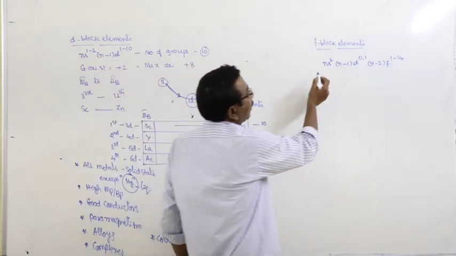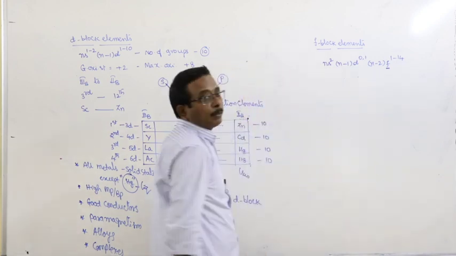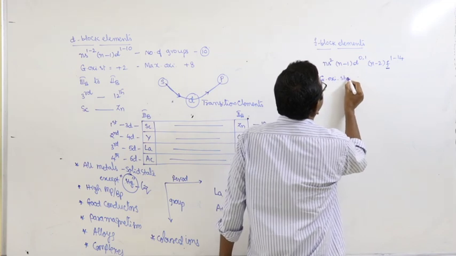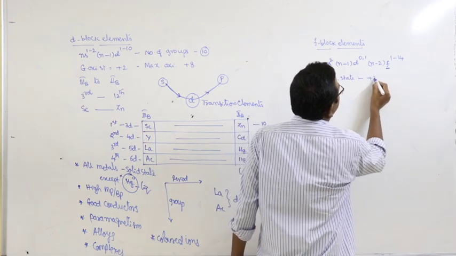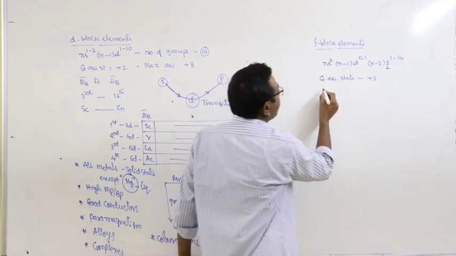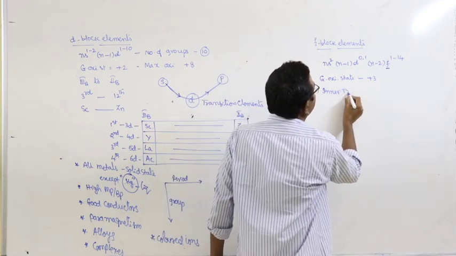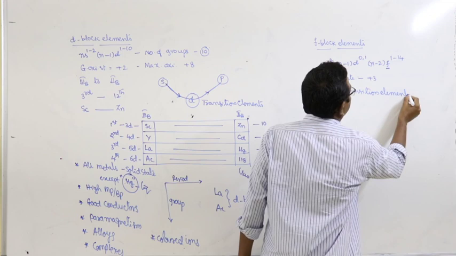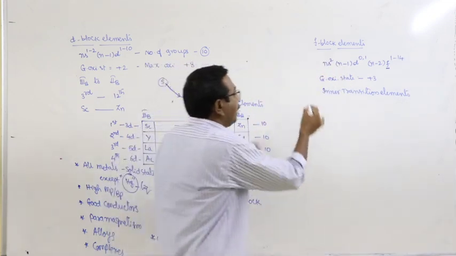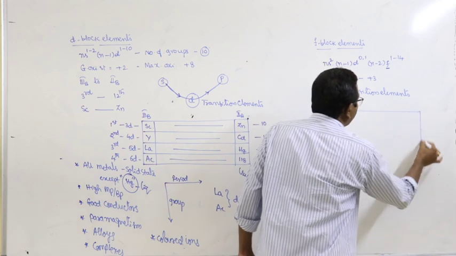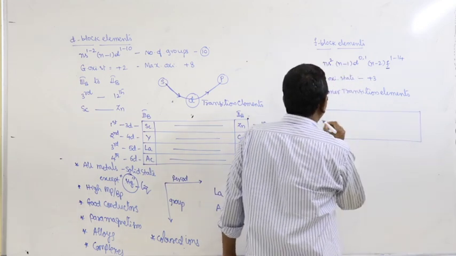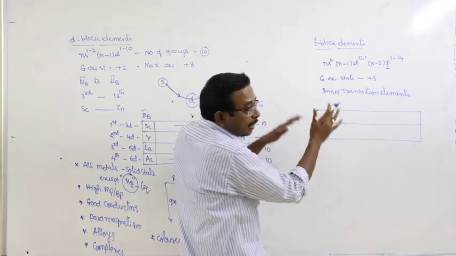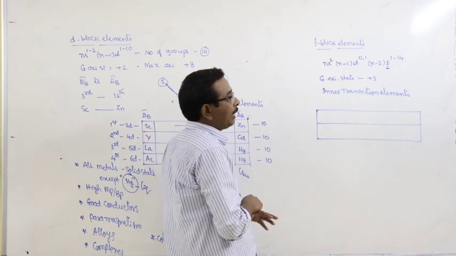Here the differentiating electron in F block elements goes into the (n-2)f subshell, and the general oxidation state of F block elements is +3. They are also represented as inner transition elements. The F block elements belong to the 6th period and also the 7th period, and they are arranged in two horizontal rows at the bottom of the main body of the periodic table.